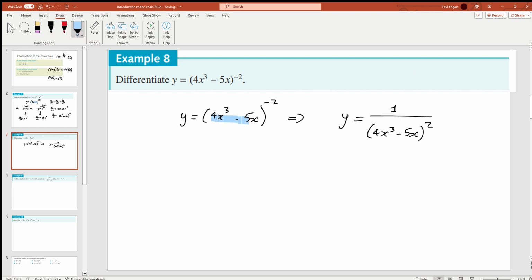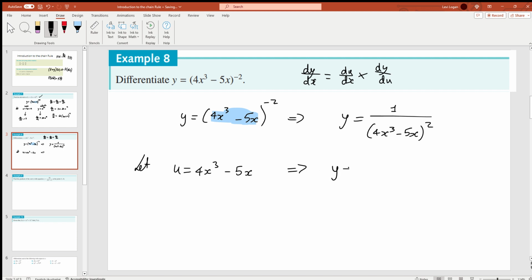So our inside function is here. So I'm going to write our chain rule real quick. So dy dx equals du dx times by dy du. Differential of our inside, so let u equal 4x cubed minus 5x. Therefore, y is going to be u to the power of negative 2. Okay. Now, when differentiating with negative exponents, it's the same rule. Bring the power down the front, subtract the power by 1.